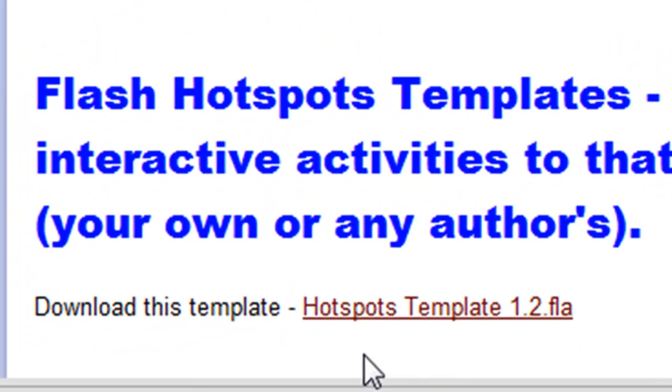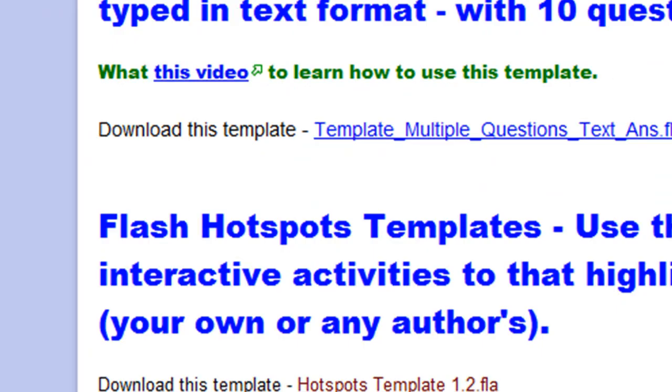Today I'm going to teach you how to use the Hotspots template, which is a Flash FLA file which allows you to create interactive texts which highlight the aspects of the text that you think are important. They can be grammatical elements of the text, such as the introduction or the paragraphs or conclusion, or semantic, whatever you choose. Let me show you an example.